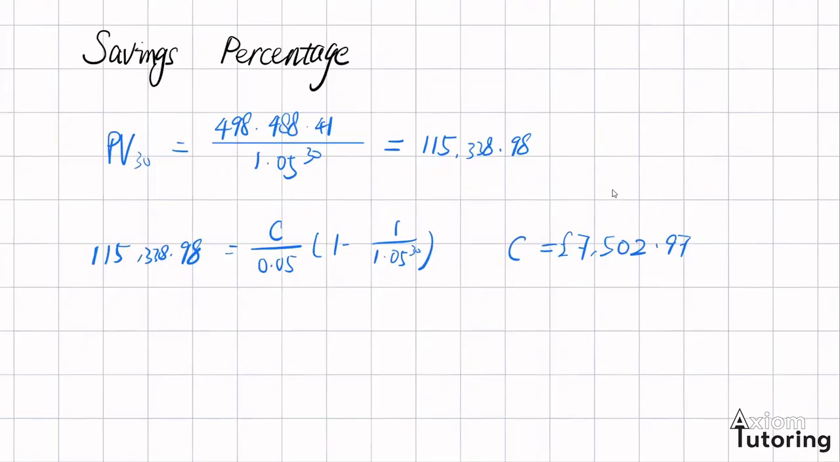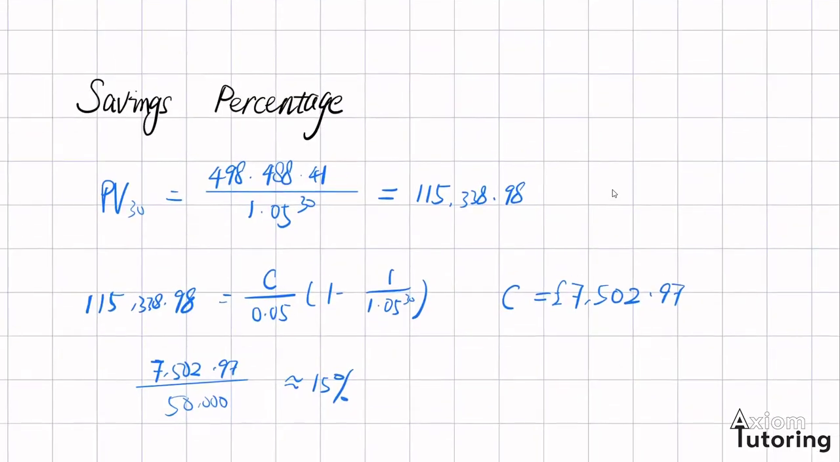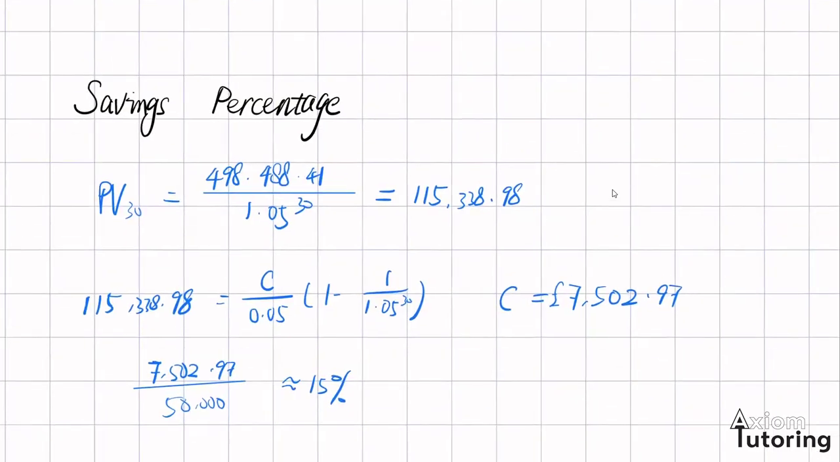And as a percentage, that's going to be 7,502.97 divided by 50,000, and that's roughly 15%. So I should have saved 15% of my salary as my savings per year for the next 30 years so that I can spend my savings in my desired way.